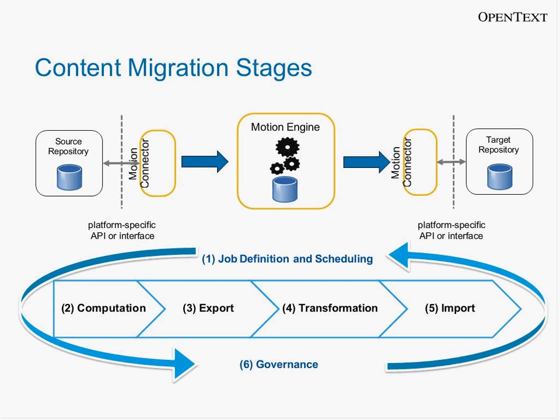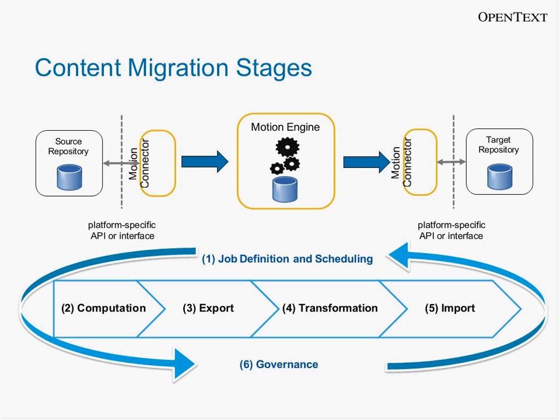How does it work with Motion? Basically, we have a set of content migration stages. Number one, of course, we need to define the job, the migration job or the content movement job we want to create and execute. I'll show you how in a minute. And of course, we can schedule those job executions. Then we have a second stage, called computation, where the Motion engine, by using the Motion connector, gets the data out of the source content repository and processes it in order to properly know which content needs to be migrated, in which order, and which references are critical for the migration.